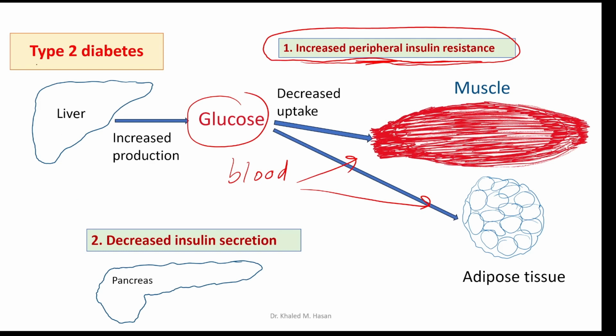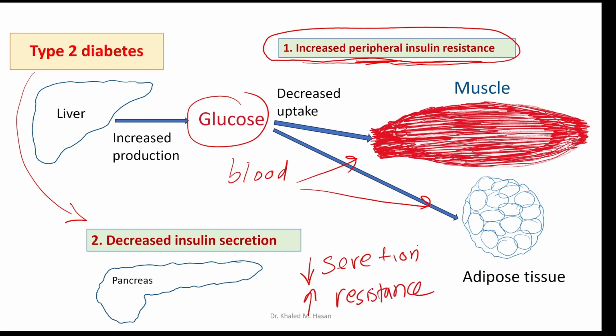Another theory about type 2 diabetes is decreased insulin secretion. So the pancreatic cells demonstrate decreased secretion of insulin. So we have decreased secretion or increased resistance. So this is a main mechanism, but we have other mechanisms already mentioned in the previous slide.